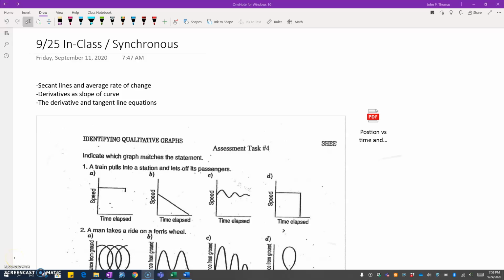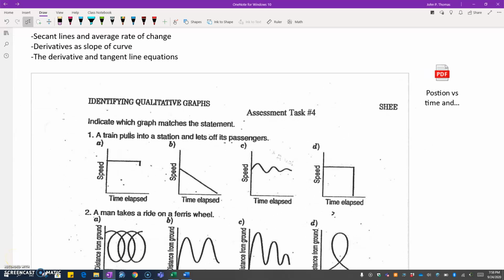Let's take a look at the first activity. In the first activity, it's really just kind of a fun activity to get you comfortable looking at graphs and reading the information. Our goal is to pick the graph that best represents the situation.